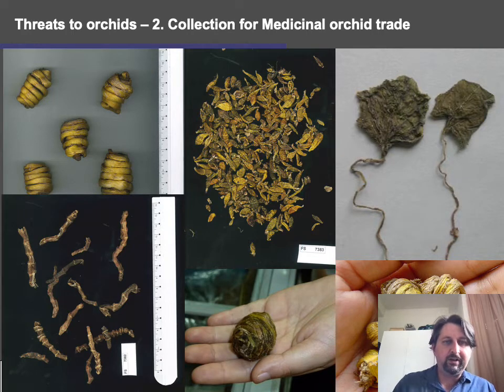So what kind of orchid species are usually found in the trade? As I said before, mostly dendrobium species, but actually there are a lot of other species too, like Nervilia in the upper right corner. Bulbophyllum species are commonly traded, as well as tubers of terrestrial orchids such as Orchis or Dactylorhiza species.